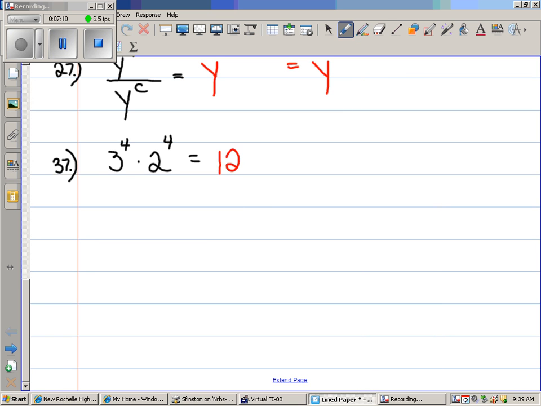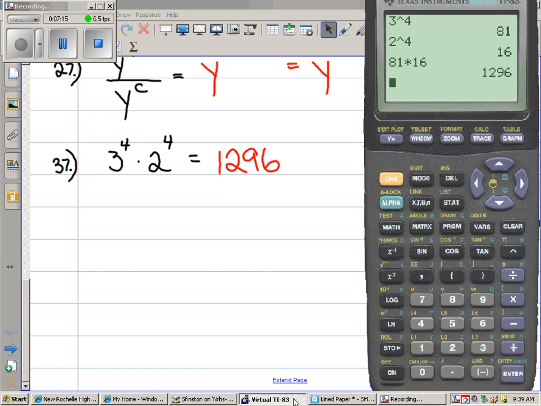Oh, where's the little caret symbol? Do you see where the clear button is? See, yeah.